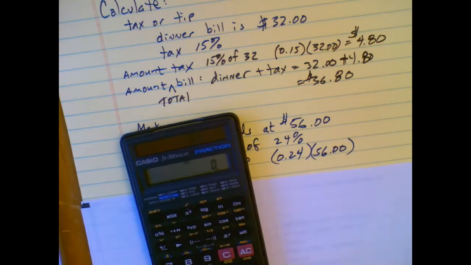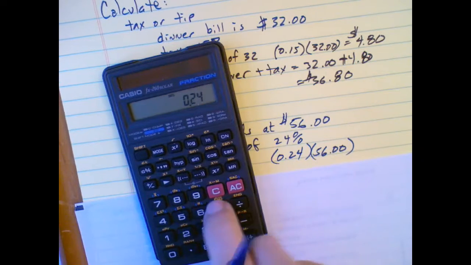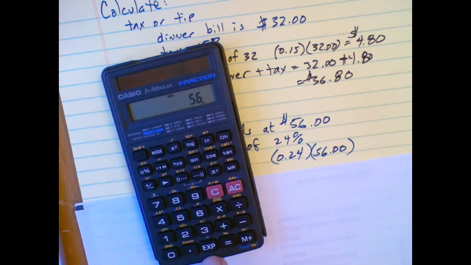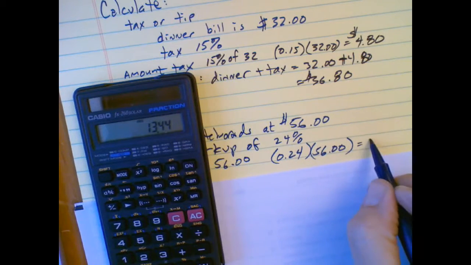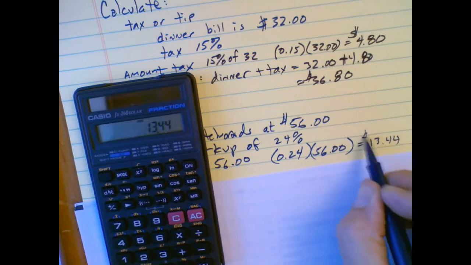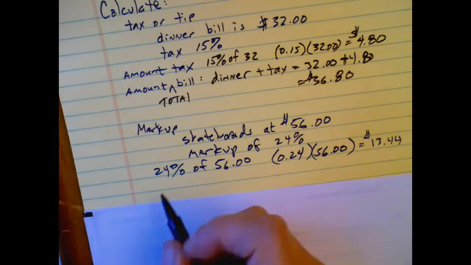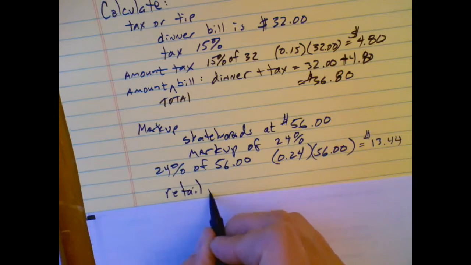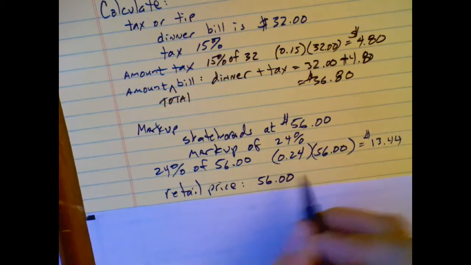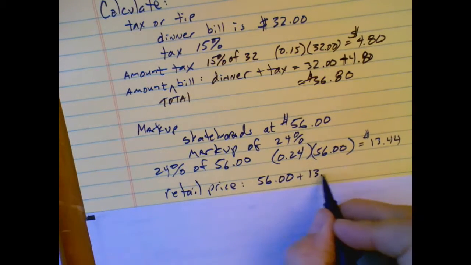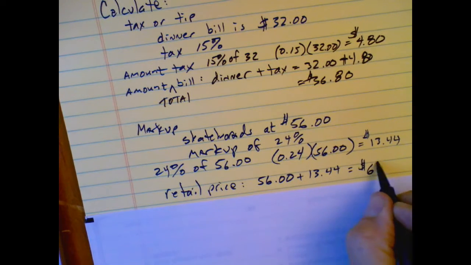If I do that, I have decimal 24 times 56. If I wanted to put in the money, I could do that. So that right here is going to be $13.44. So this is the markup. This is the amount I'm going to add to what I paid. And so my retail price is going to be what I paid, the $56, sometimes called the wholesale price, plus the markup. And that's going to come in at $69.44.